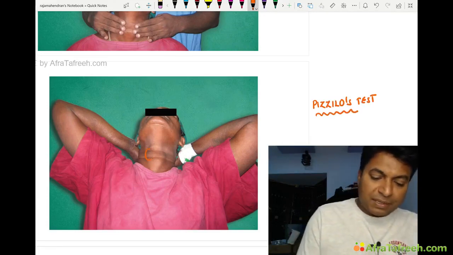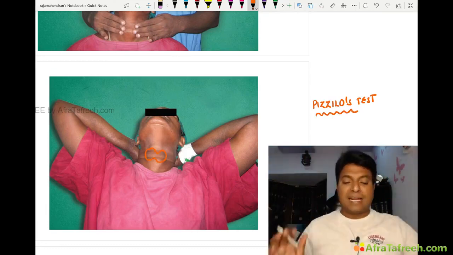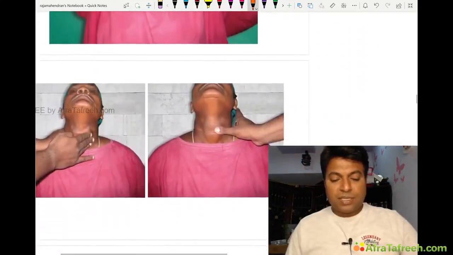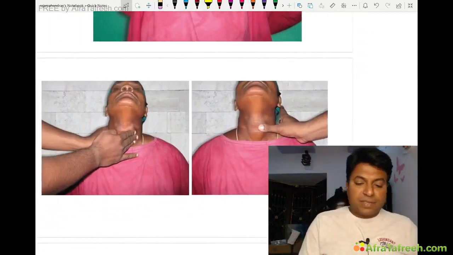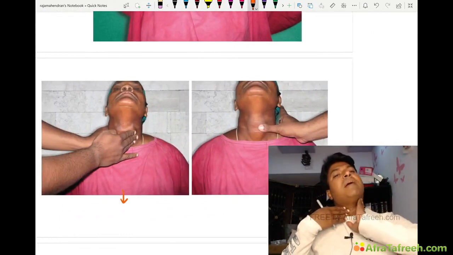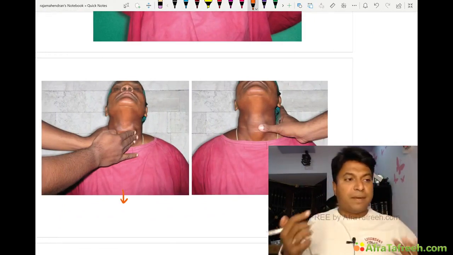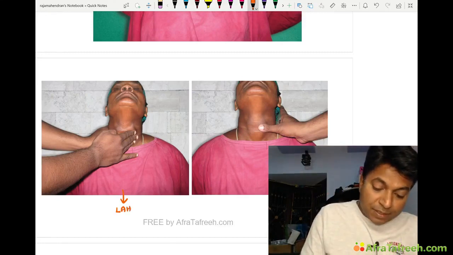To examine the thyroid gland, we put the patient in hyperextension by clasping the hands behind. So these are the 2 classical videos which came last year. In the first test, I am pushing with 3 fingers and palpating with the other 3 fingers. What is this sign? This test is known as Lahey's test.